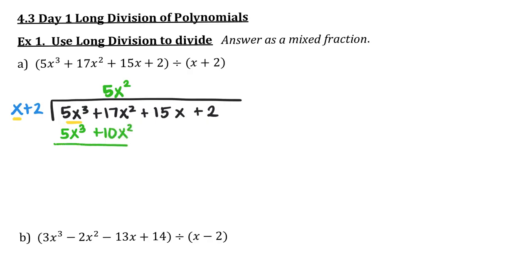Now I'm going to subtract down. In long division, we subtract. You can subtract in your head; I'm just going to make a note that I'm subtracting. Be really careful. If I'm subtracting, 5x cubed minus 5x cubed is nothing, and this should always cancel if we did it right. Now 17x squared minus 10x squared, I get 7x squared. Just like normal long division, I'm going to take the next term and bring it down.